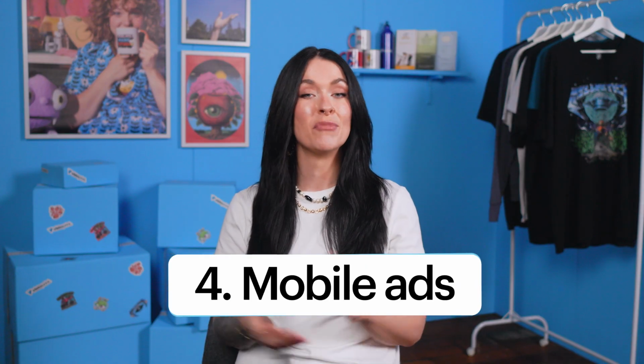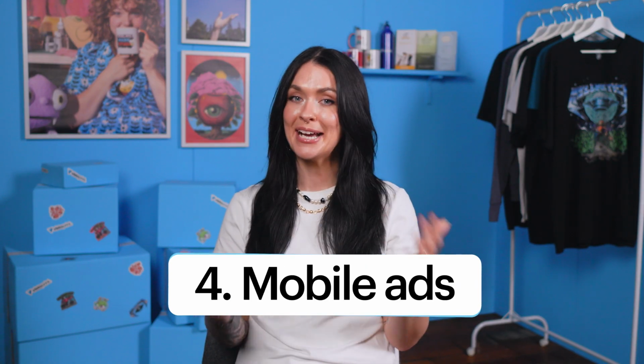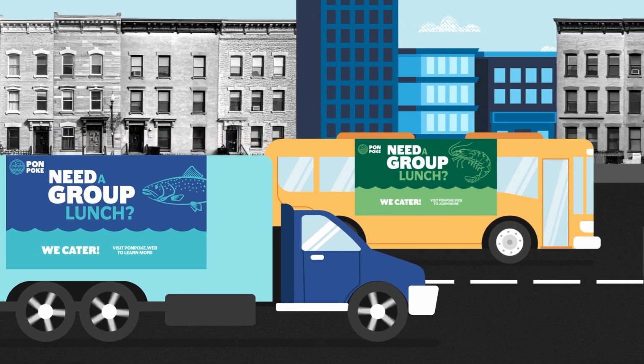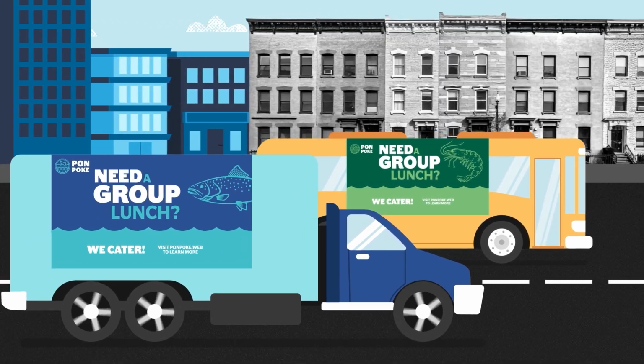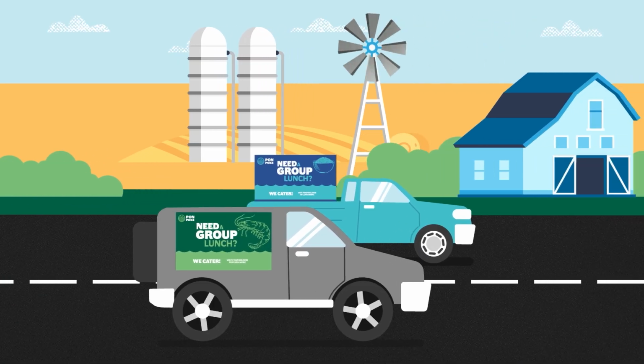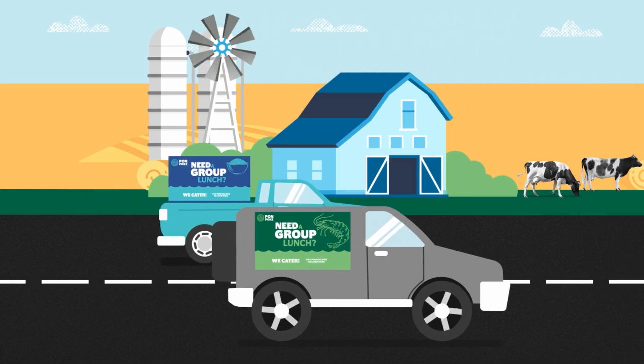Another option is mobile ads. No, these aren't ads placed on our phones. These are ads placed on mobile vehicles such as cars, trucks, or even living, breathing people. Because they can travel through different areas, mobile advertising can reach a diverse range of audiences that might otherwise be harder to find.